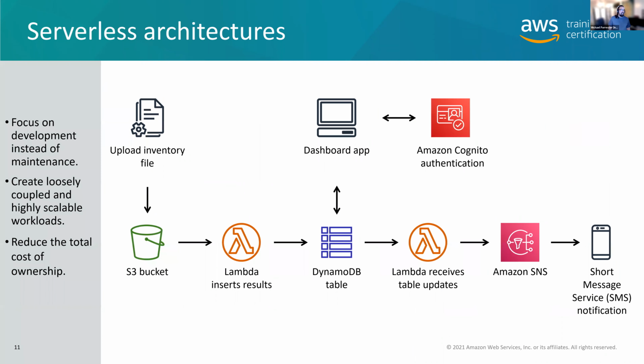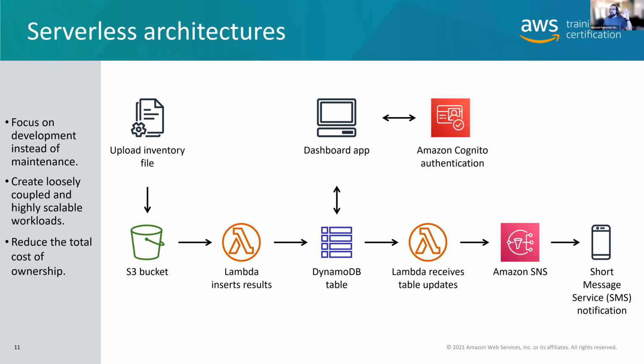Confusing. All right, so here's another example of a serverless, event-driven architecture. Notice there is not a single EC2 instance listed here. Someone uploads an inventory file. That inventory file is then processed, and the results are dumped into a DynamoDB table. Then a dashboard app is going to query that DynamoDB table. Lambda is going to receive the table updates in a separate path and trigger an SNS notification that's going to let the user know, hey, we got your inventory updates. They're ready to go.